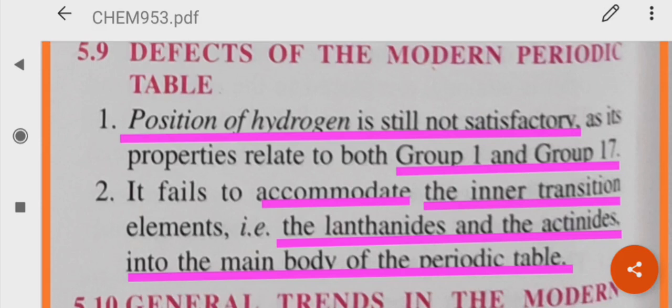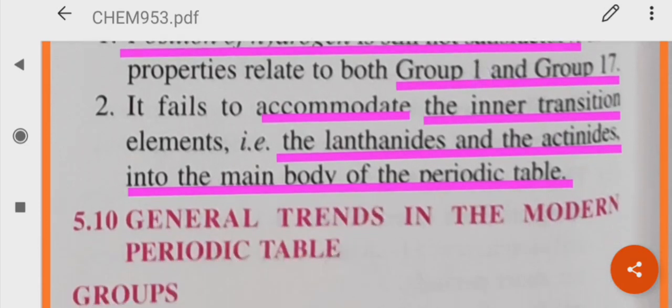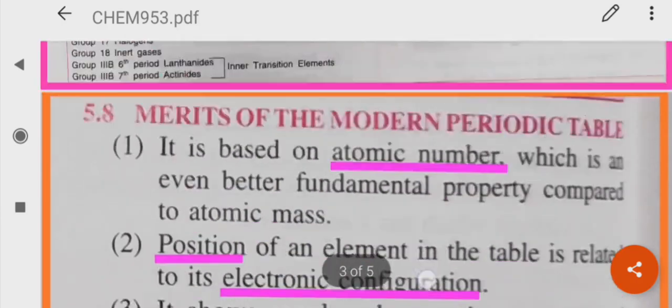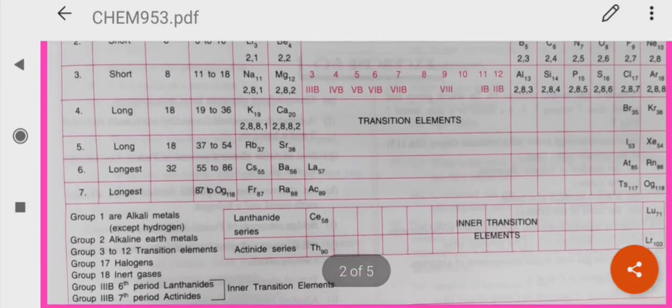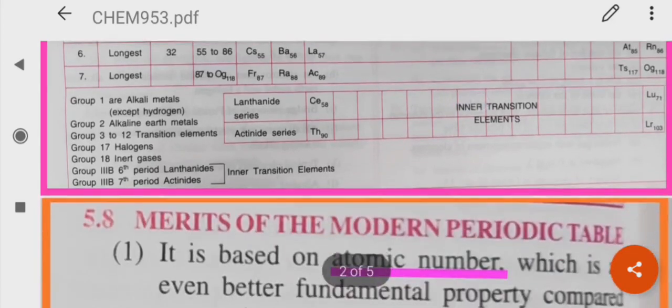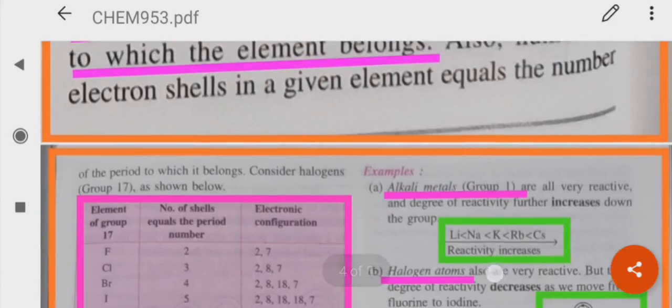So, still there is a controversy regarding the position of hydrogen in the periodic table, but still it is present in group 1 along with alkali metals, because like alkali metals it has one valence electron, which it can easily lose. Then it fails to accommodate the inner transition elements, that is the lanthanides and the actinides, into the main body of the periodic table. As you can see, the lanthanide series and the actinide series are present at the bottom of the periodic table. If we place them in the main body, it will distort the shape and size of the periodic table. So, these are the drawbacks.